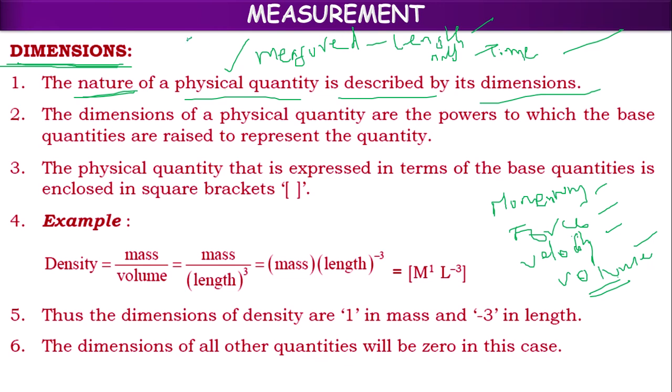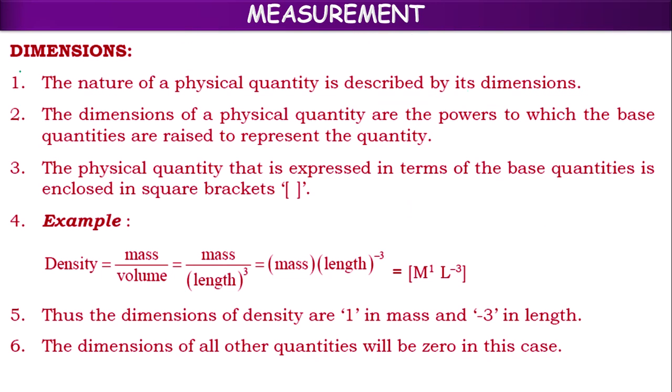So all these fundamental quantities and derived quantities, their nature is described by the dimensions. Here the fundamental quantities are also called base quantities. So dimension means it tells about the nature of any physical quantity. It may be fundamental or it may be derived. Its nature will be described by the dimensions.